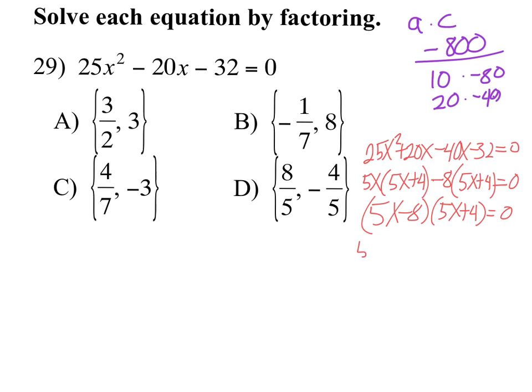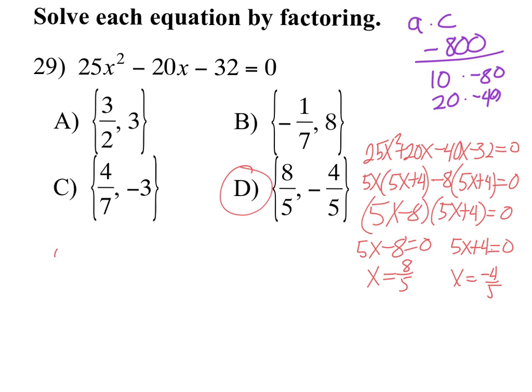Okay, in other words, 5x minus 8 is equal to 0, which means that x is equal to 8/5, and 5x plus 4 is equal to 0, which means that x is equal to negative 4/5, which happens to be answer choice D. As an alternative, if you can't figure out the answer for this, if you plug these numbers in and both of them give you the answers that you're looking for, that would be the right answer.